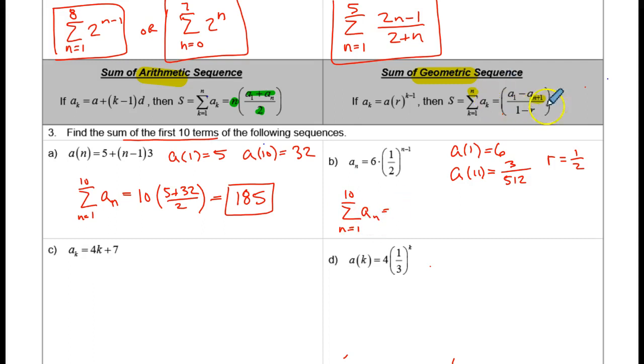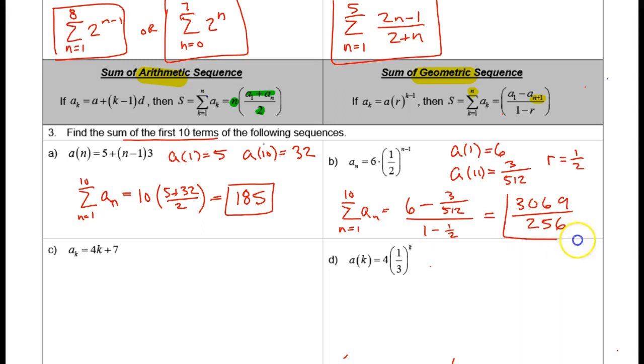We're going to use this formula. We're going to say the first term, 6, minus the 1 past the last term, or the 11th term, 6 minus 3 over 512, all divided by 1 minus 1/2. And we're not going to try and do that manually. We're just going to grip it and rip it in our calculator, and we're going to get a final answer of 3,069 divided by 256. There you have it.